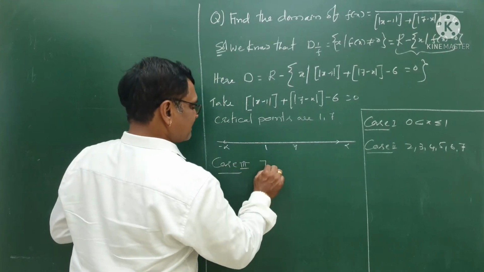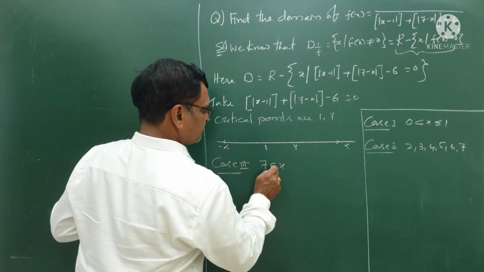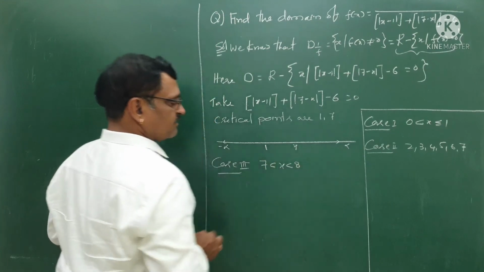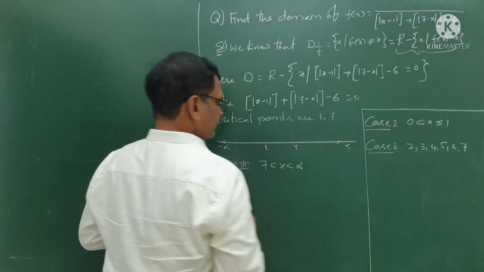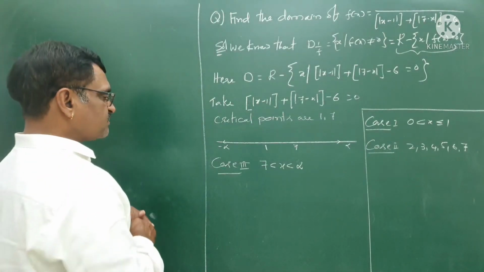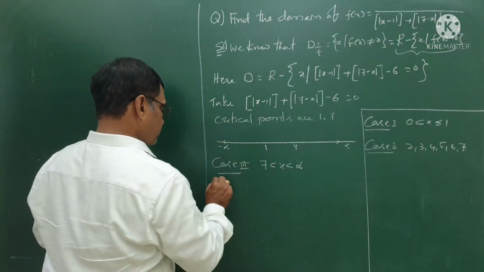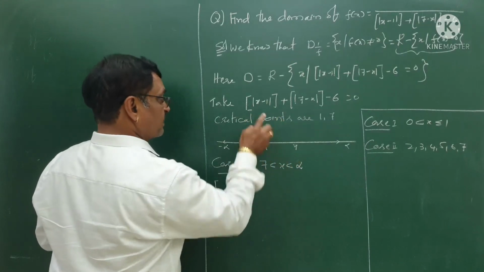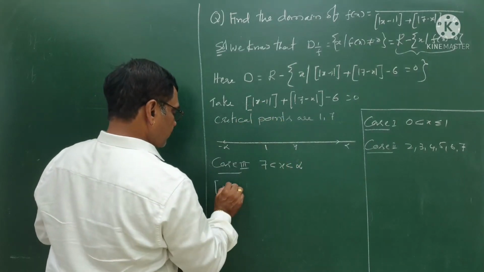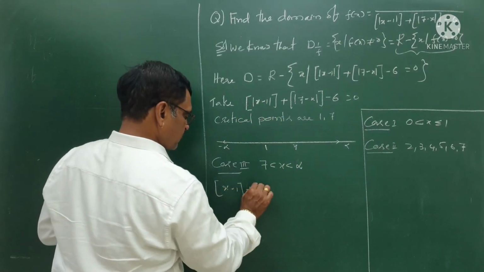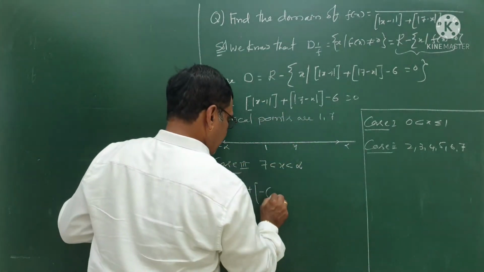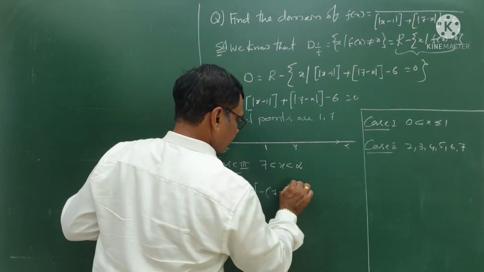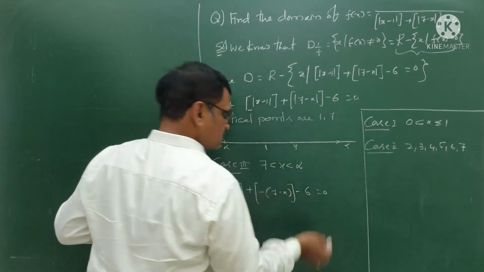Is 7 less than or equal to x, sorry, less than x less than 8. Sorry, infinity. Okay, now in this case what happened? Integral part of mod of x minus 1. x minus 1 is positive, so we have x minus 1 plus 7 minus x will become negative, therefore we have minus 7 minus x minus 6 is equal to 0.